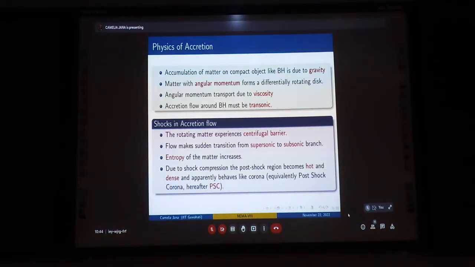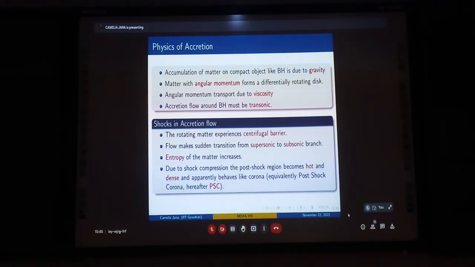So let's quickly review the physics of accretion. Accretion means accumulation. A black hole has a very strong gravity, and because of that matter will start to accrete towards it. Now, matter has some angular momentum, so it cannot directly fall on the black hole. Rather, it will make a spiral motion, make a disc-like structure, and finally fall on the black hole. When matter starts to accrete inward, it has to lose angular momentum. For that, viscosity will help in angular momentum transportation.